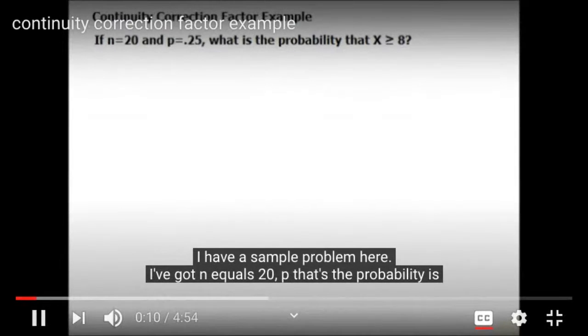From statisticshowto.com, and in this video I'm going to show you an example of working a continuity correction factor problem. I have a sample problem here. I've got n equals 20. Oh, sorry, I showed this one already to you. I apologize.